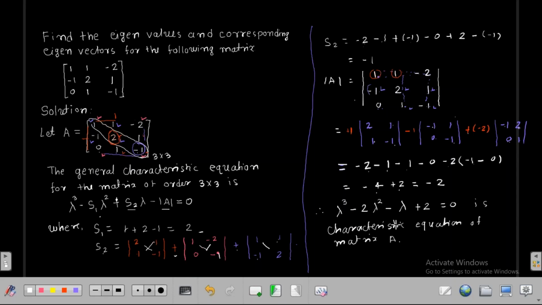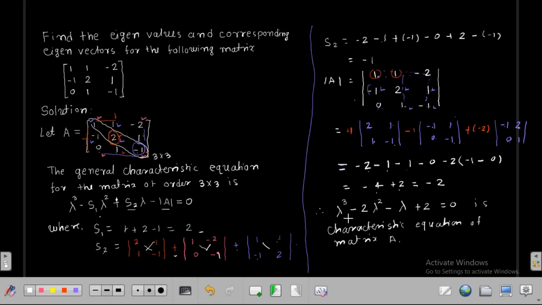So this is a cubic equation. So the degree of this equation is 3. So we will get the 3 roots of this equation. So how to find? We can find this by using synthetic division. So by using synthetic division, we first need to know the first root. How to find? By default, put lambda equals 0, 1, 2, like this.